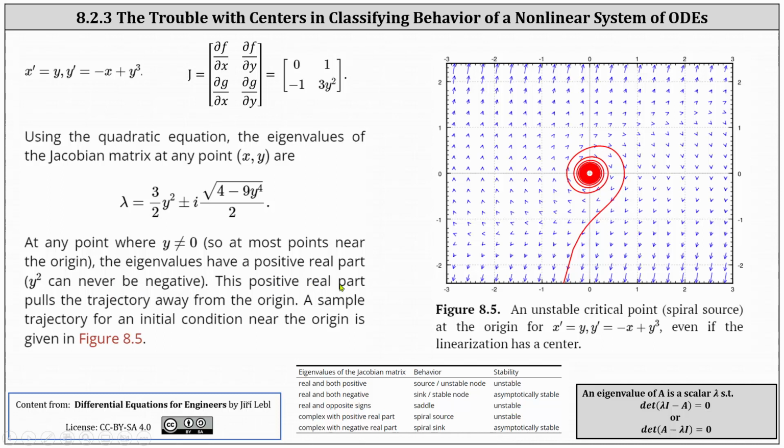This positive real part pulls the trajectory away from the origin, which we should recognize from the table below. Again, if we have complex eigenvalues with a positive real part, the behavior is a spiral source, and the stability is unstable. A sample trajectory for an initial condition near the origin is shown in the graph on the right. So here we have an unstable critical point, a spiral source, at the origin for the given system, even if the linearization has a center.